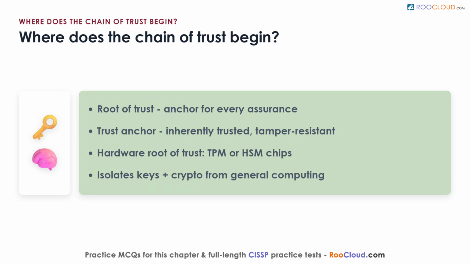The strongest form is a hardware root of trust, built into dedicated chips, such as a trusted platform module or a hardware security module, which isolate cryptographic keys and operations from the general computing environment. Think of the master key kept in a sealed, tamper-evident case. Everything else in the building trusts a lock, precisely because that one key is protected.